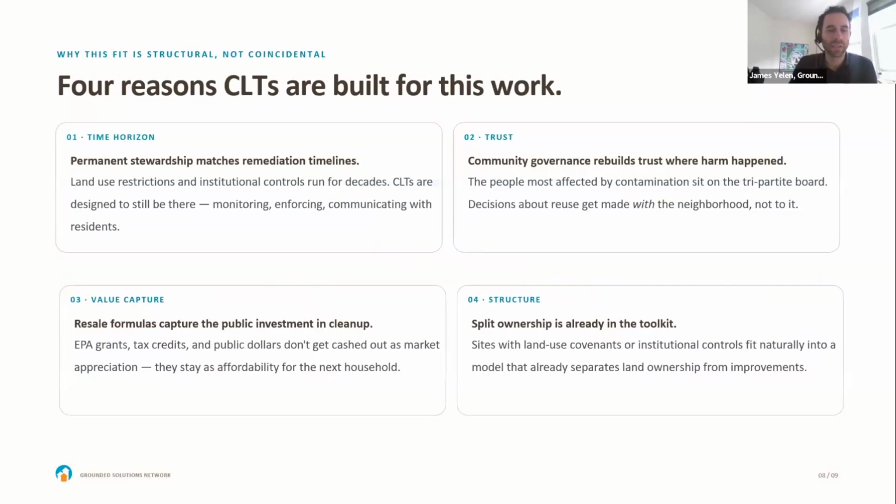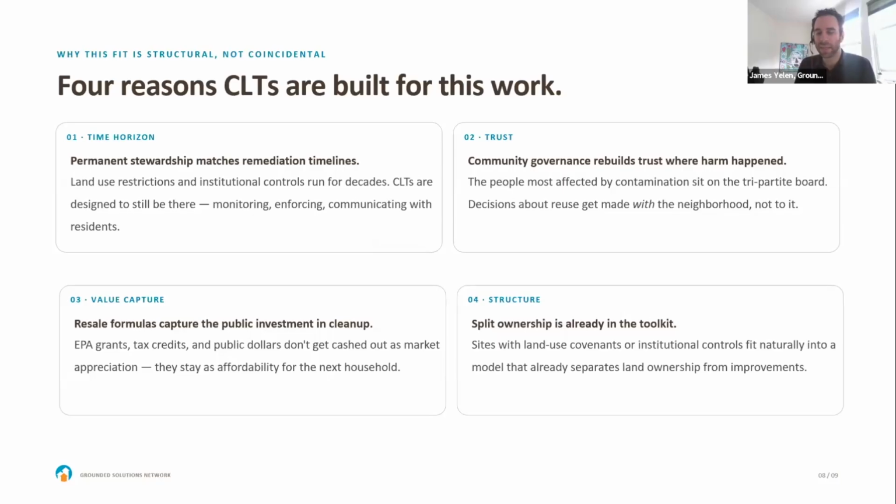And so I'll close on this note just to illustrate four reasons why I think land trusts are structurally well fit for brownfields. One is just reiterating that permanent stewardship piece that matches the long timelines of remediation. So, if you're spending 10 years to make a site developable, that land trust is going to be there 30 years, 50 years, 99 years later to continue to monitor any land use restrictions.